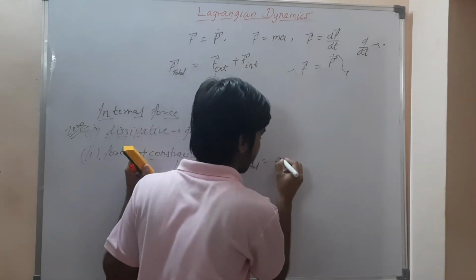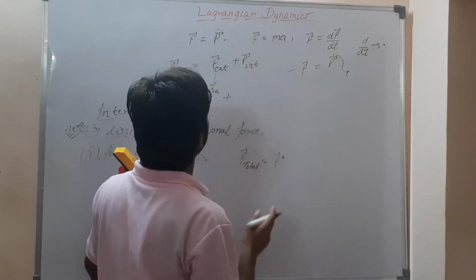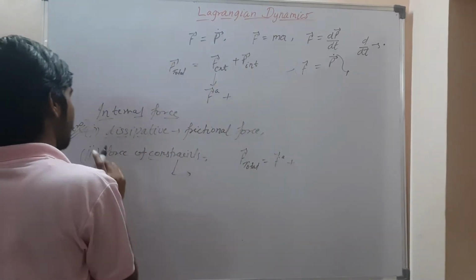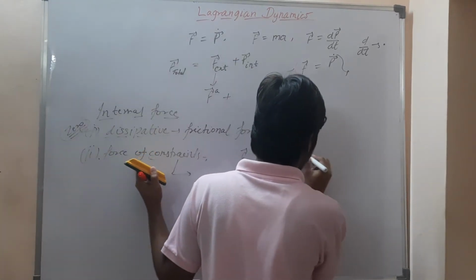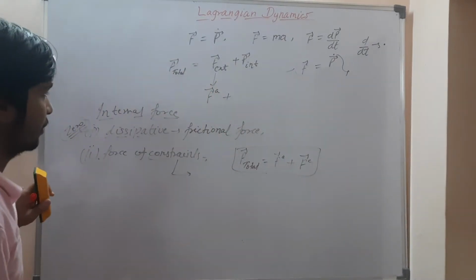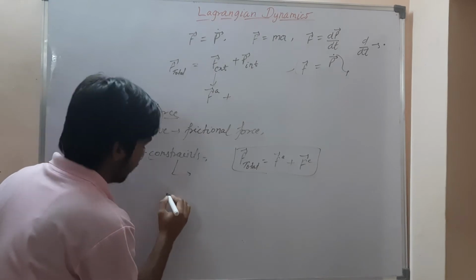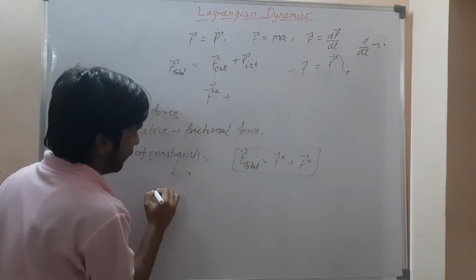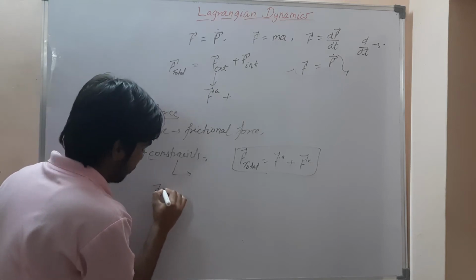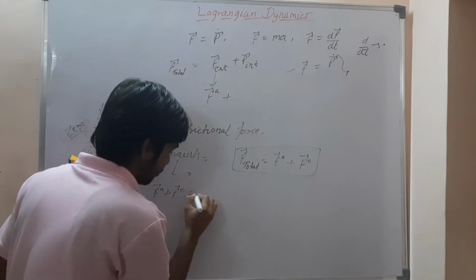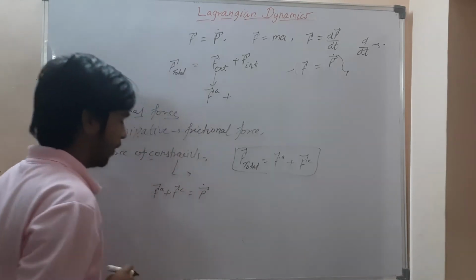For external force, I can write the applied force, and internal force. There are two types. One I get 0. The second is force of constraint. So if I replace it with this, then we can write the applied force plus force of constraint is equal to P dot.